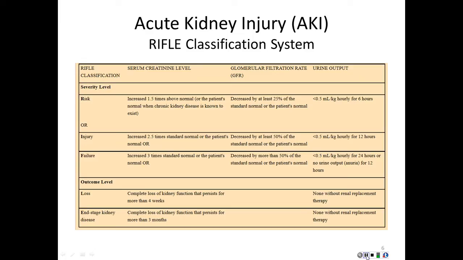The F, the failure, we see an increase in the serum creatinine levels to 3 times the normal standards, a decrease by 50% of the glomerular filtration rate, and now we're seeing less than 0.5 milliliters per kilogram hourly for 24 hours, or no urine output, anuria, for 12 hours. This patient now is in true acute renal failure at this time. So this patient's typically going to require treatment with dialysis or some type of kidney replacement therapy. Again, most of the time this is going to be short term, but it has to happen.